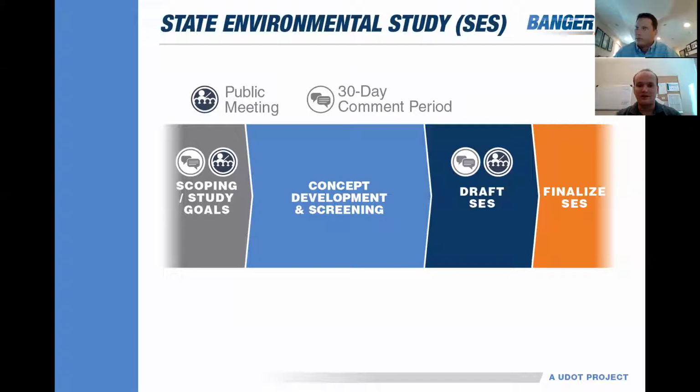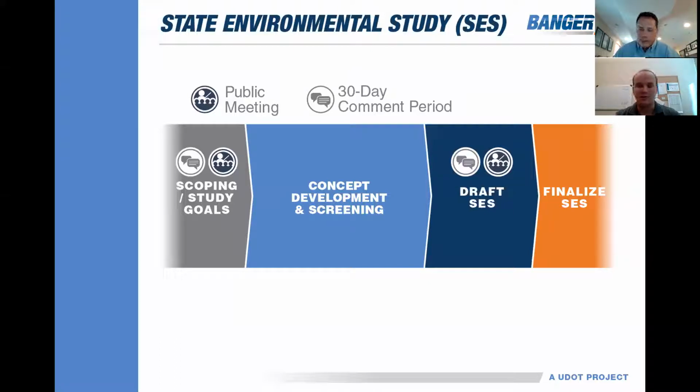The scoping process is followed by the development of the design concept and screening metrics to determine possible solutions based on the information we find during this scoping phase. The design concepts are then screened for a variety of things. That includes the ability to meet the project goals and the impacts to the natural and built environments. That means both the world we see as well as the human built environment.